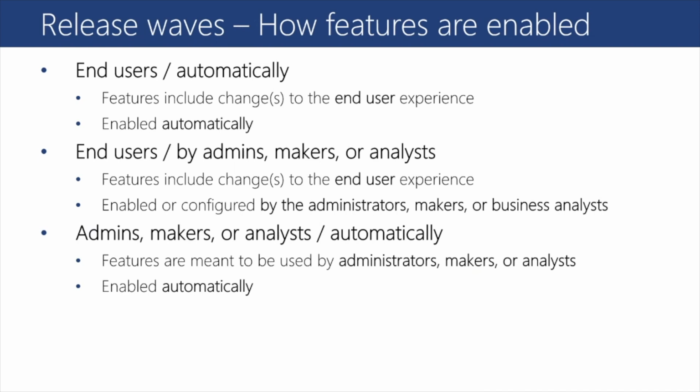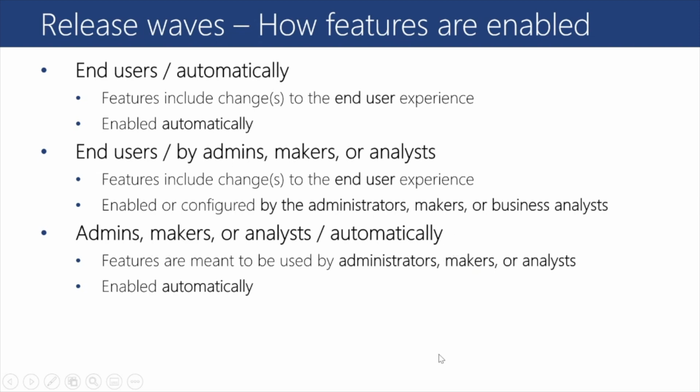As I showed you in previous slides, there are 3 different types of enabling the features. First, there are some features that are enabled automatically and they affect end users, okay? And we also have features that are enabled manually by the admins, makers, or analysts, and they are also affecting the end users. And there are also features which are only affecting admins or makers or analysts. Okay, they are not affecting end users. Those features are enabled automatically.